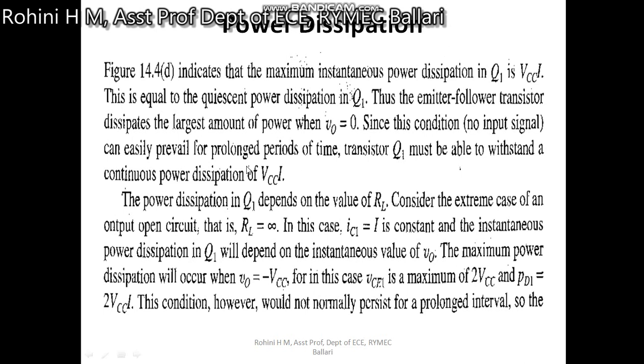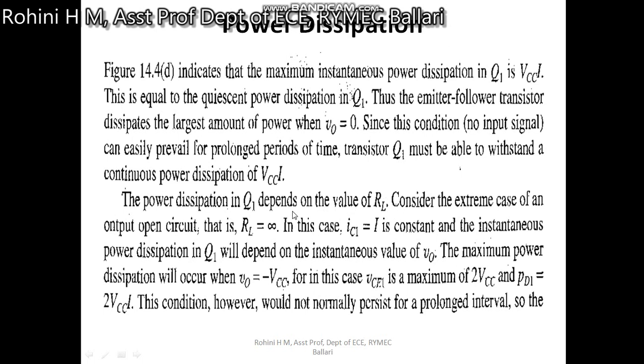Since this condition can easily prevail for a prolonged period of time, the transistor Q1 must be able to withstand a continuous power dissipation of VCC into I. This transistor must be able to handle the power that is dissipated, that is VCC into I. The power dissipation in Q1 depends on the value of RL, the load resistance.